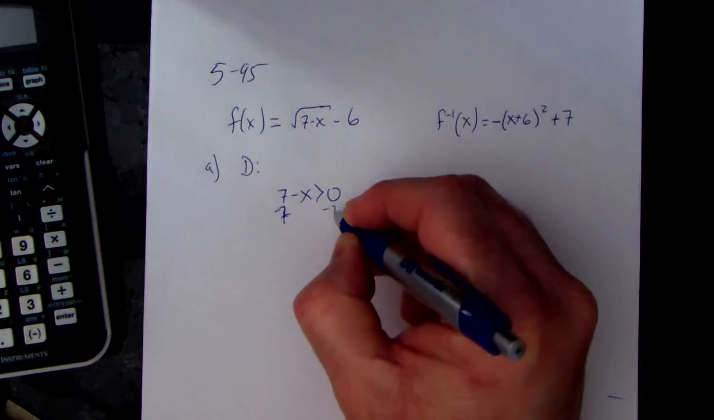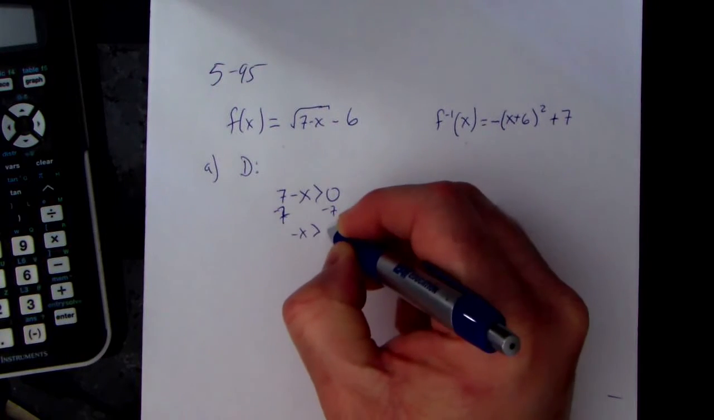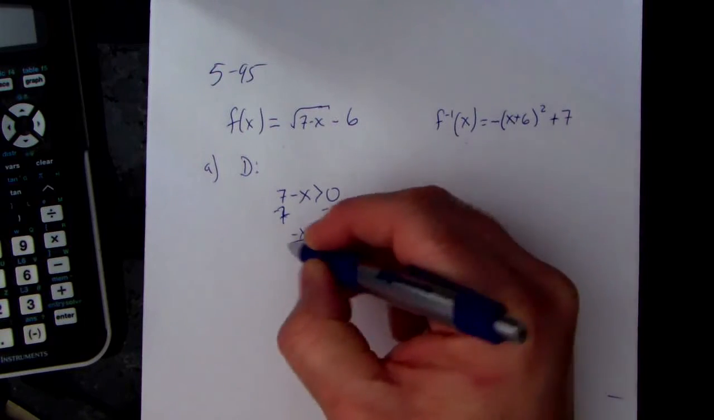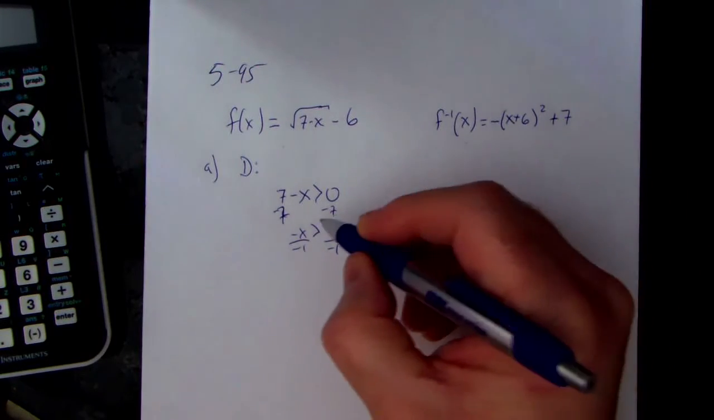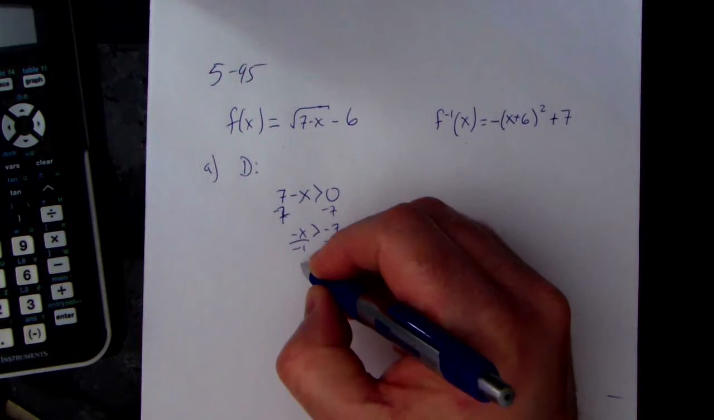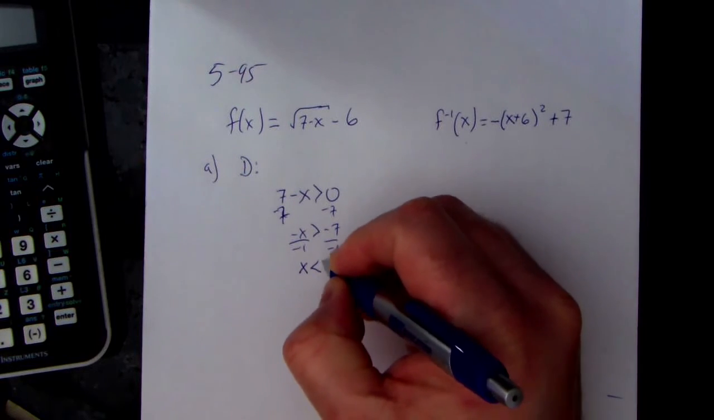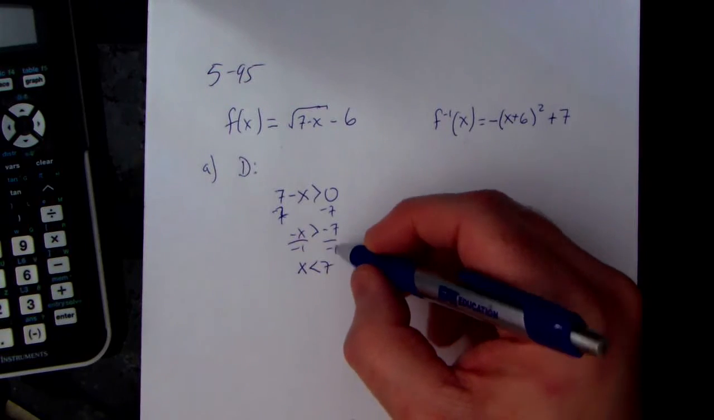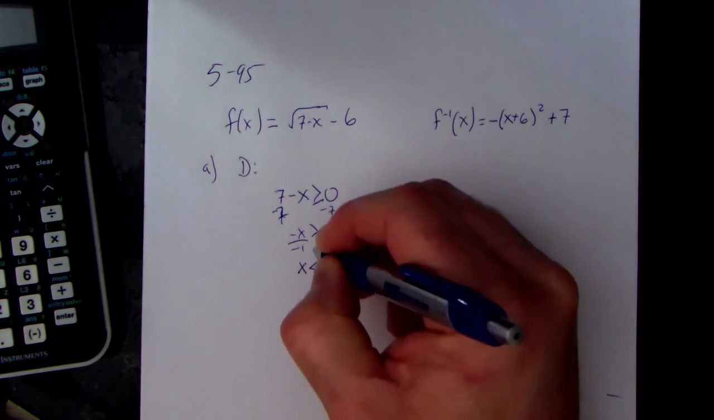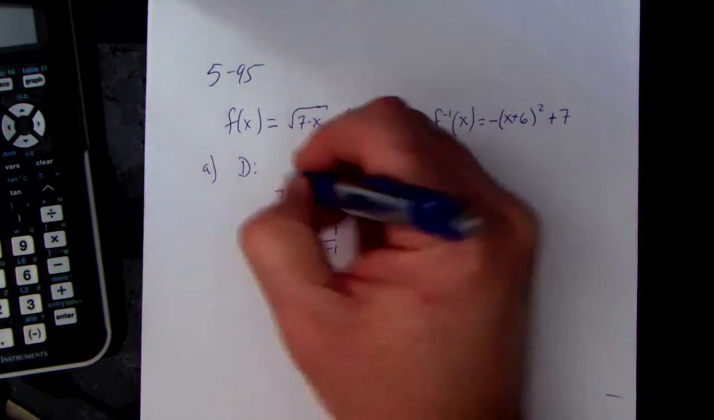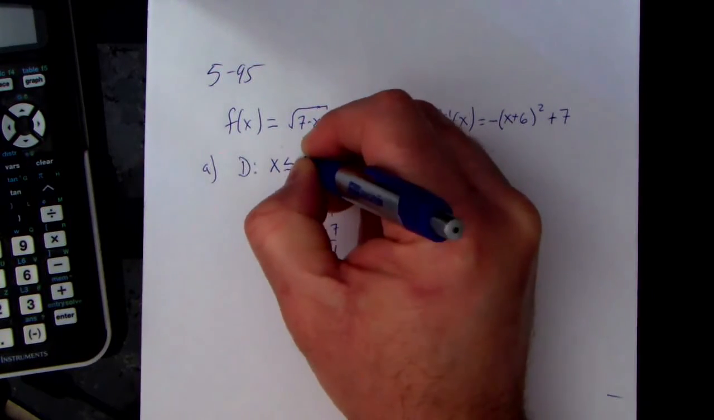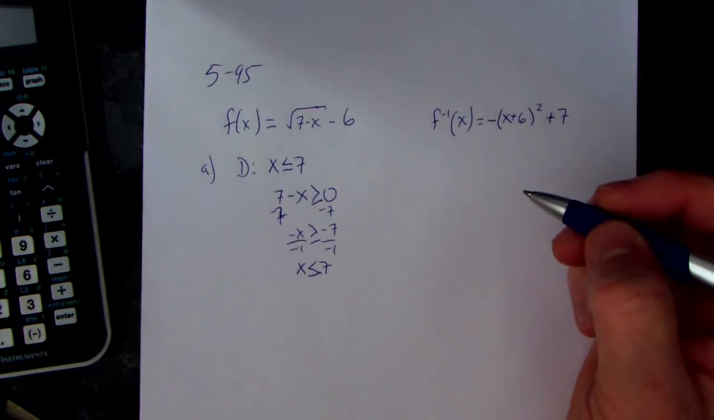And quickly solving that, opposite of x is greater than or equal to -7, divide by -1, and remembering when you multiply or divide by a negative number, you're going to reverse the sign of the inequality. So you're looking for numbers where x is less than 7. Actually, I guess it can be equal to, I'm sorry. So your domain then is all x values less than or equal to 7.